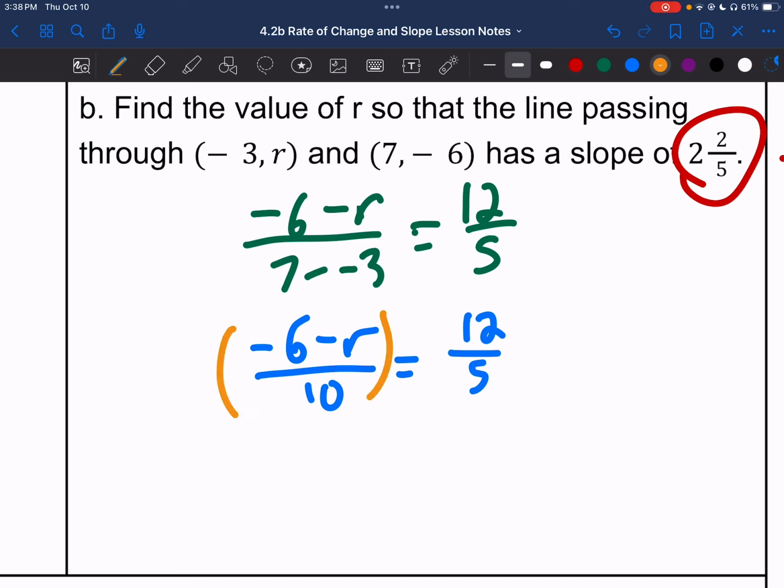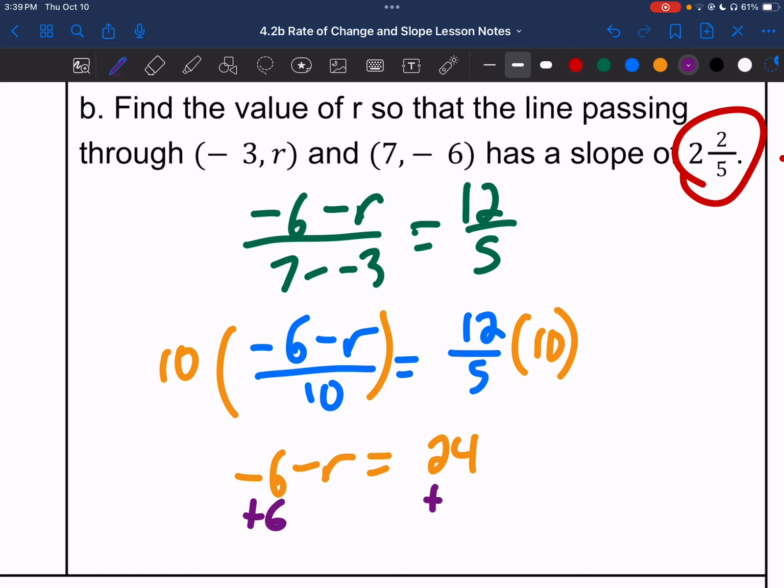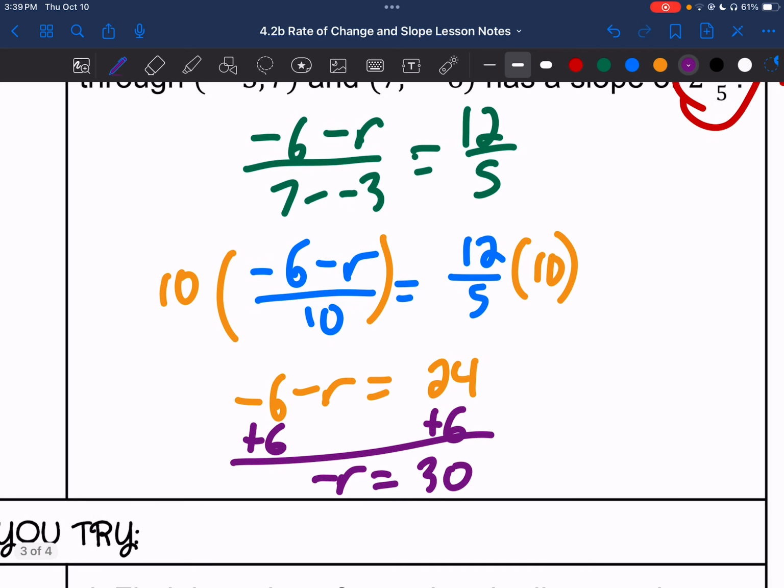Now we multiply both sides by 10. And we get -6 minus r is equal to 120 divided by 5 is going to give me 24. I'm going to add 6 to both sides, and I get -r is equal to 30. And I divide by -1, and r is going to be equal to -30.